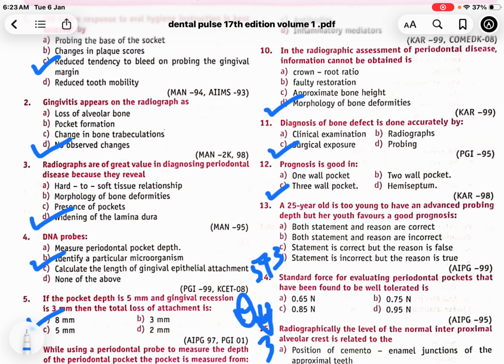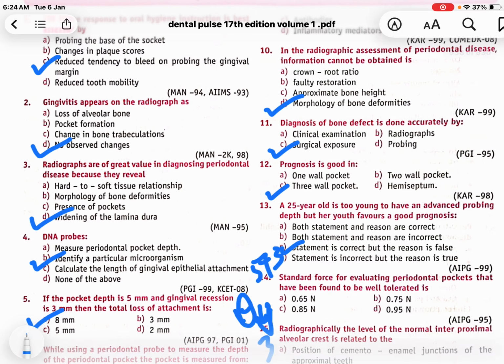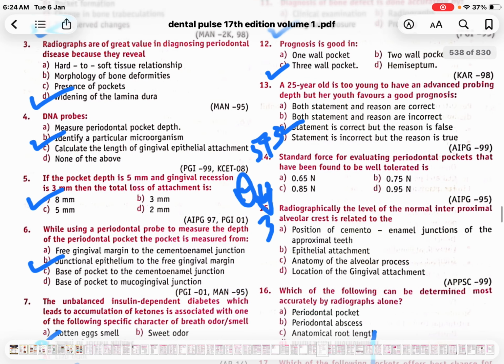Next, a 25-year-old is too young to have an advanced probing depth, but her youth favors a good prognosis. The statement is correct, but the reason is false. For a younger patient with rapid bone destruction, the prognosis is considered poor because of the shorter period in which the bone loss has occurred, in spite of greater bone reparative capacity. That's why the statement is correct, but the reason is false.